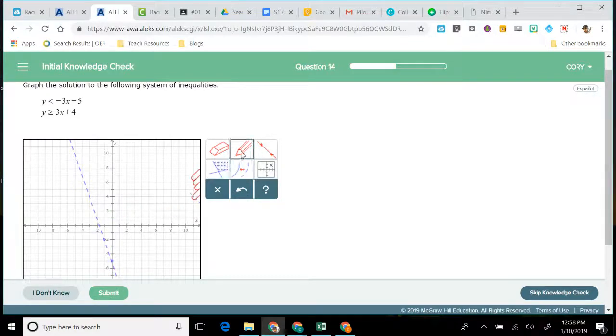Then I ask myself, is 0, 0, where is that? Is it going to make it true? So 0 is less than -5. That's false. So I'm going to shade this side for the first equation. We're going to do this here.